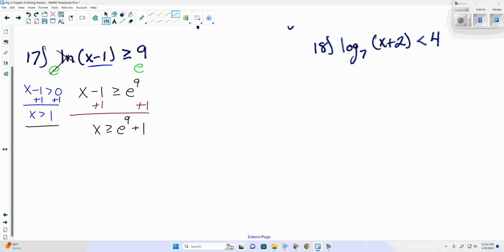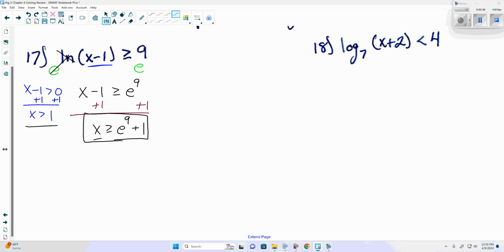Okay? Now let's look at the answer that we got: x is greater than or equal to e to the 9th plus 1. Well, is 1 greater than or equal to e to the 9th plus 1? Well, no, because e to the 9th is a big number. So is 1 greater than this? Well, no. So that's our final answer.